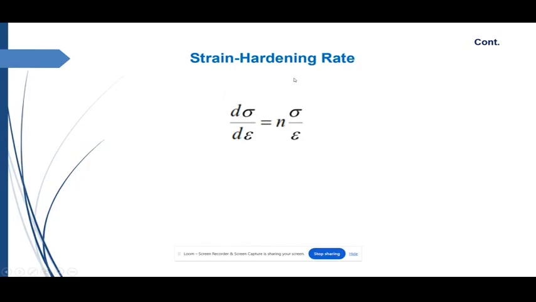Strain hardening rate or work hardening rate. d sigma by d epsilon is the work hardening rate or strain hardening rate, and it is given by n times sigma divided by epsilon. Using this expression, the strain hardening rate can be determined.